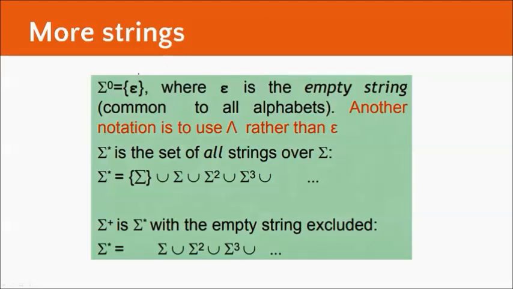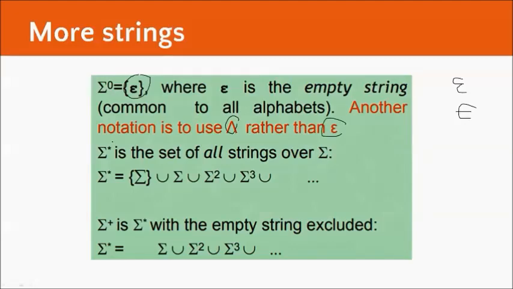If you're going to see this symbol, if you encounter this symbol, it means what? An empty string. Okay? This symbol is different from this one. This one is an empty string or the epsilon symbol. This one is an element of. Okay? So another notation to use is this one, rather than the epsilon.